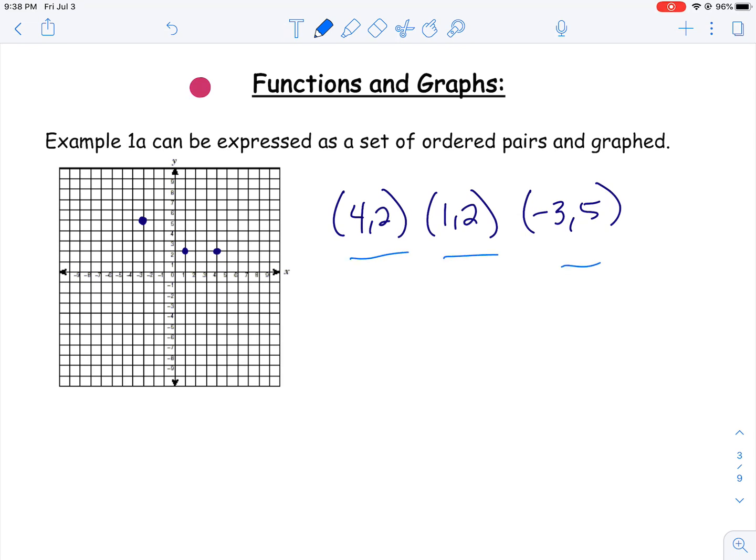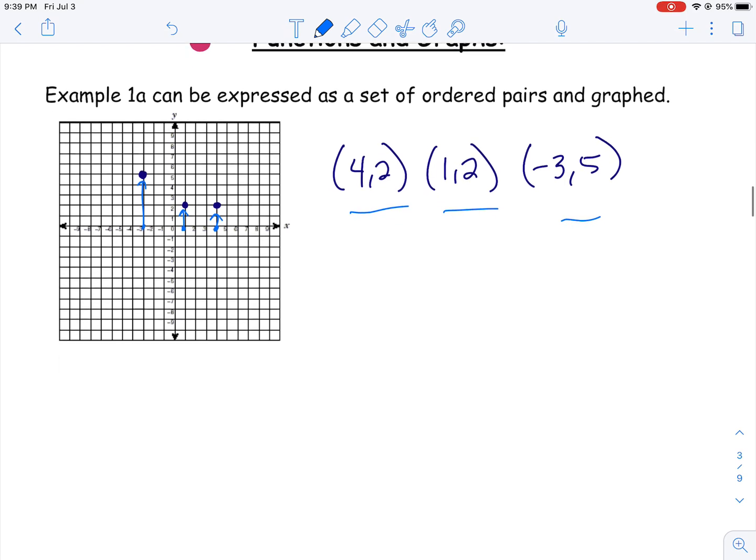And it says here that we can express that as a function by graphing it. If you look at the 3 dots on the graph, every x goes to only one y. Every x only goes to one y. So those 3 points together would be considered a function.